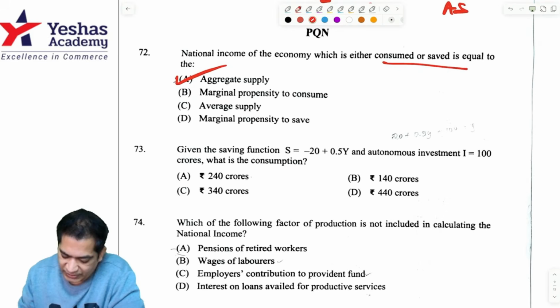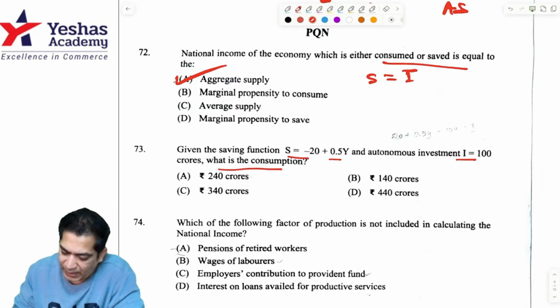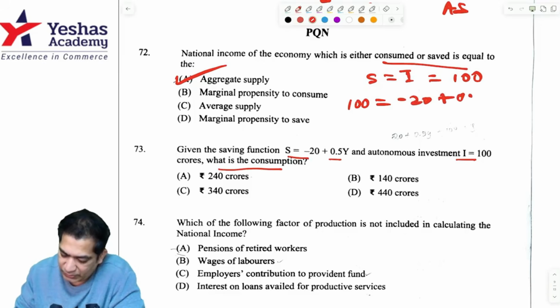Given the saving function S equals minus 20 plus 0.5Y, autonomous investment is 100. What is the consumption? Easy. We know that S is equal to I, which is given as 100. So can I calculate savings here? Because we now know that savings is 100, because I equals S equals minus 20 plus 0.5Y. So 0.5Y is equal to 80. So Y equals 80 divided by, just hold on.